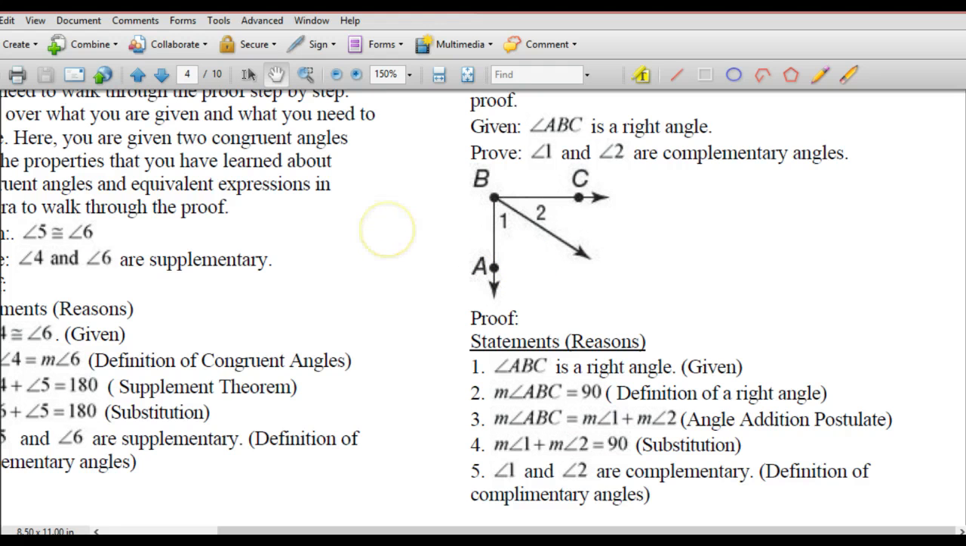So anyways, the next thing that we want to say is that the measure of angle ABC is equal to the measure of angle 1 plus the measure of angle 2. So if I add this measure and this measure together, I should get this entire measure. And that's the angle addition postulate, which is very similar to the segment addition postulate. If you add two smaller lengths together, then you get the entire length. So from here, we just need to do some substitution. So once again, we're trying to prove that 1 and 2 are complementary. So if we can show that they add up to 90, then we know that they're complementary.